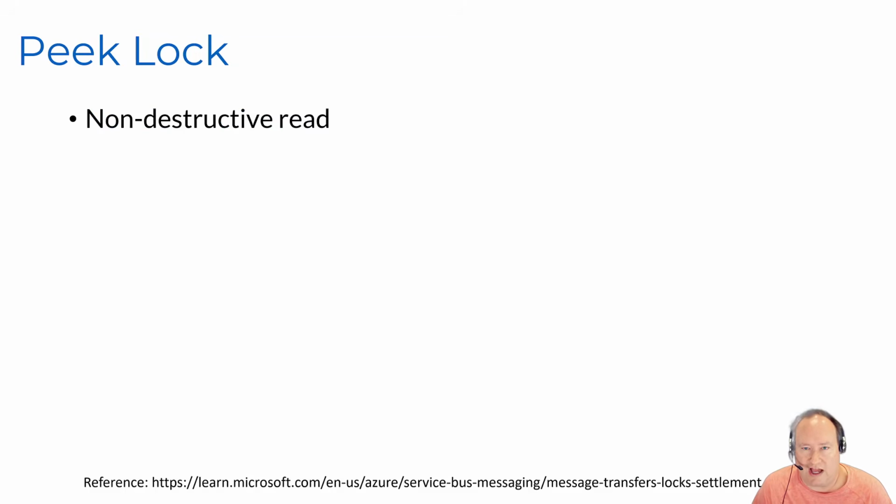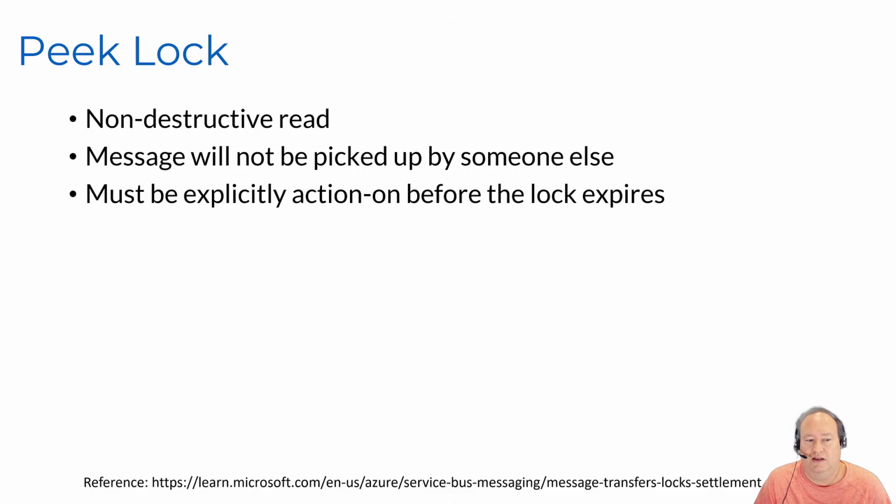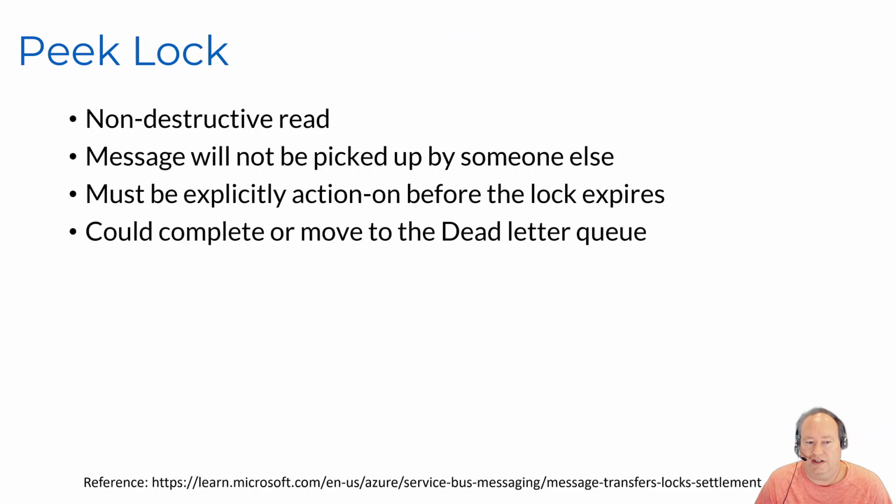Peek lock does a non-destructive read of the message off the Service Bus queue. This will lock the message and ensure that it is not picked up by another consumer that may also be receiving messages from that same Service Bus queue. Messages must explicitly be actioned on before the lock expires. This could either be complete the message, which would remove it from the queue, release the lock, which would allow another consumer to pick up the message, or move the message to the dead letter queue.